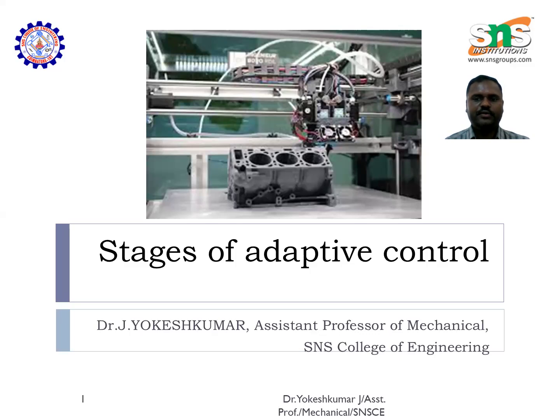In the previous video, we have discussed what adaptive control is, how it is accomplished, and the necessity of adaptive control for the modern situation. As a continuation of this, in this video we are going to discuss the stages of accomplishment of adaptive control. We have various stages of the adaptive control system, starting from the basic to the final system, that we are going to discuss in this module.